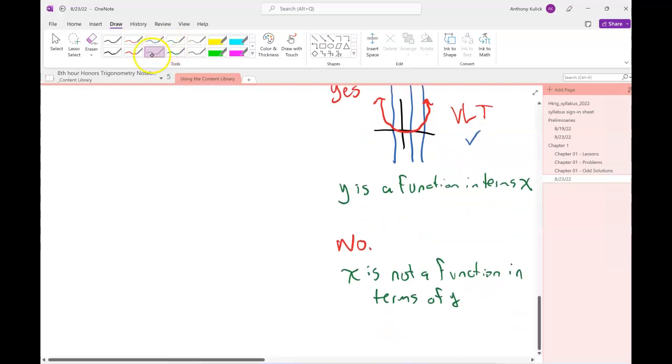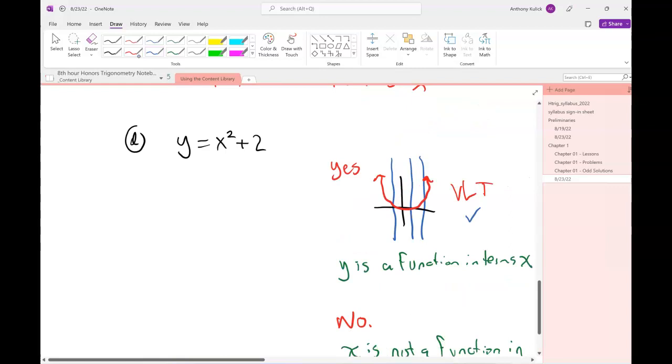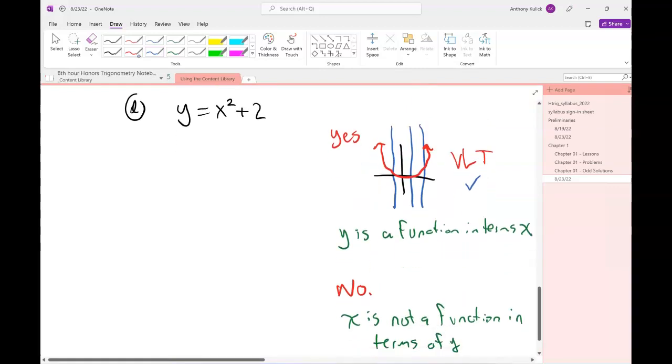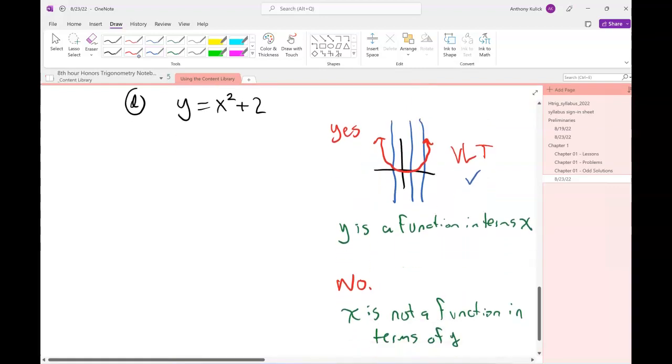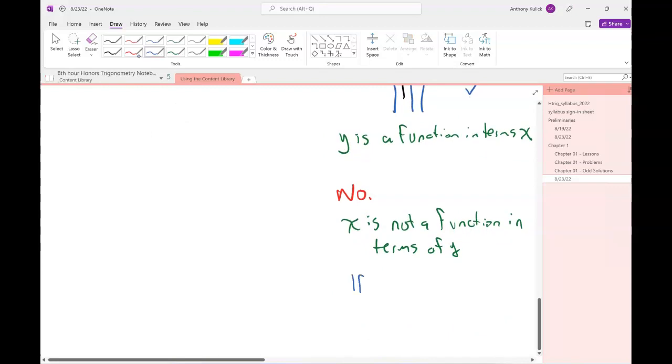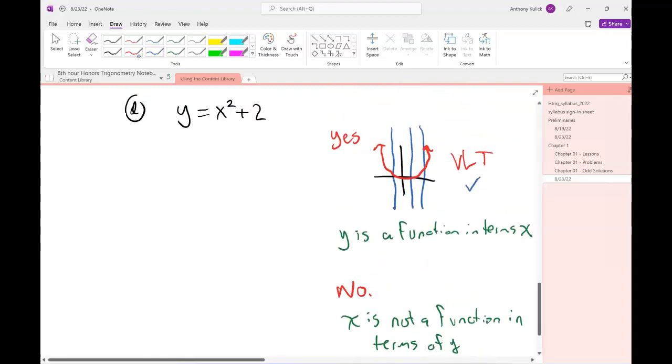What would our explanation there have been? Well, I would say that if y is equal to 3, then x could have been 1 or -1, right? Negative 1 squared plus 2 is 3. And so is positive 1 squared plus 2 is 3.